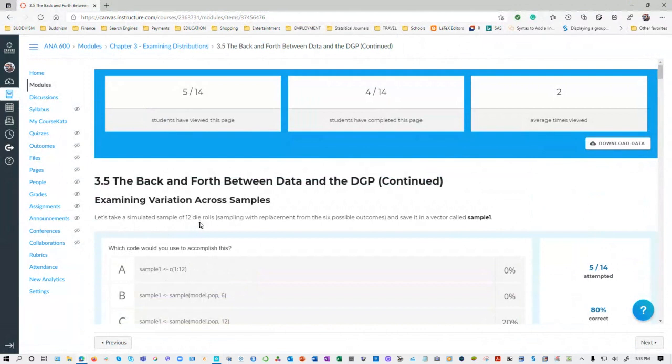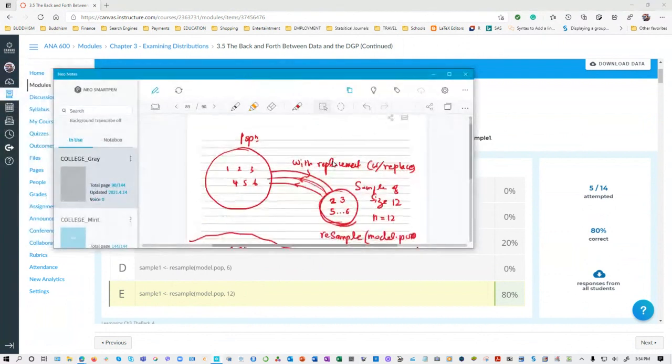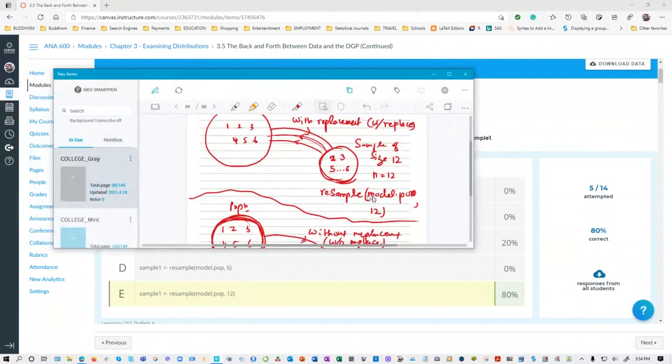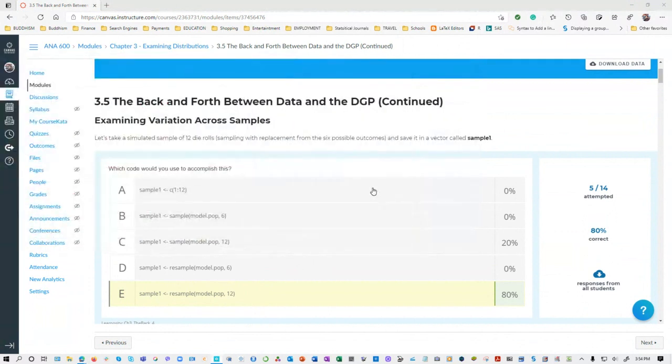Let's simulate a sample of 12 die rolls, sampling without replacement from the six possible outcomes. You have six possible outcomes, and we call that sample one. Which code would you use to accomplish this? If you want to get the 12 die rolls, with replacement, as I said, you can use this sample. If you don't put it back, you cannot have 12, okay?